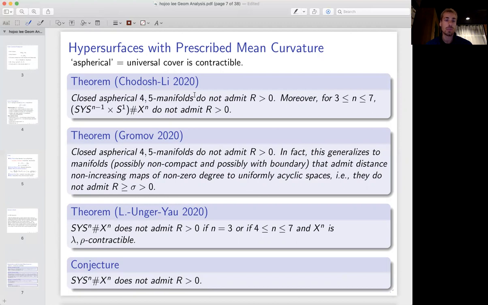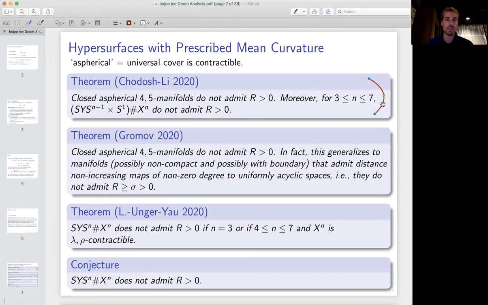So Chodosh and Li have a wonderful paper proving that closed aspherical 4- or 5-manifolds do not admit PSC. They also show in this paper that if a closed manifold has the structure of a Schoen-Yau-Schick manifold, something I'll define later on, or an S1 times S1 product, and it connects sums with some arbitrary non-compact manifold X, then that doesn't admit a complete metric of PSC, at least for dimensions 3 to 7. Of course, the 7 comes from the problem that plagues higher dimensions: minimal surfaces can have singularities when the dimension is 8 and above, and so these proofs don't work in that setting.